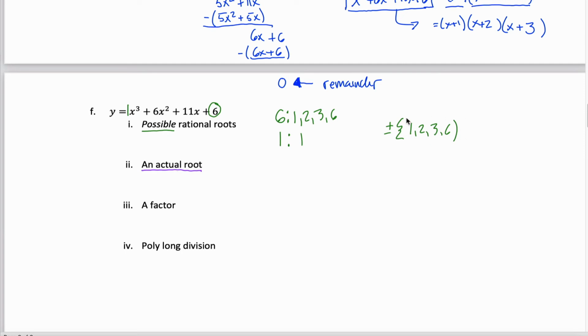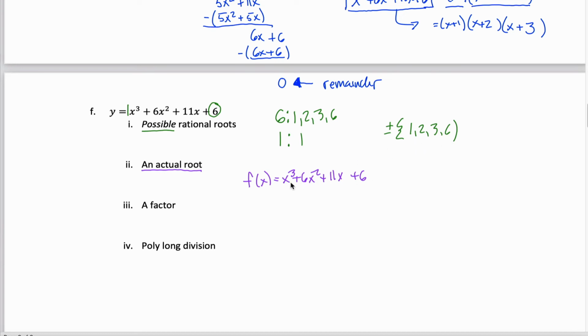So there's 8 numbers and I'm going to plug them into this polynomial. Maybe I'll write it in function notation. f of x is equal to x cubed plus 6x squared plus 11x plus 6. I'm going to take these numbers, plug them in, and see if 0 comes out. If 0 comes out, I have a root. If anything other than 0 comes out, I don't have a root, and I don't even care what comes out if it's not 0. Which numbers should I plug in?